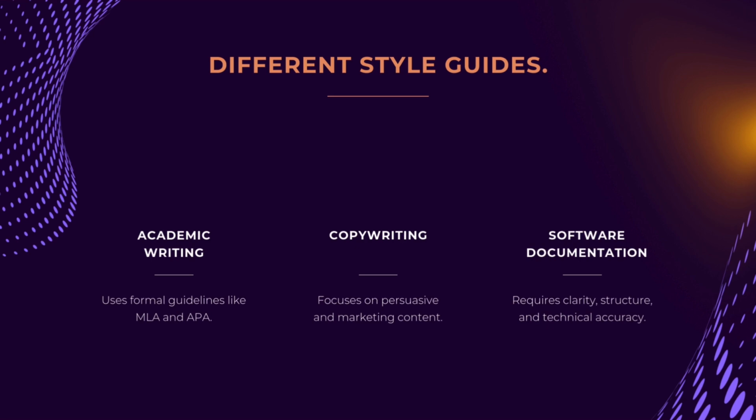So for academic writing, it's more of a formal guidance, and they work with style guides like the APA style guide, MLA style guide, and Chicago writing style guide. Copywriting focuses more on persuasive and marketing content. So they also use either MLA, APA, or the Google Writing Style Guide. And for marketing that is tailored more to software engineering, you would use the Google, Microsoft, or Red Hat writing style guide. Software development requires structural and technical accuracy.